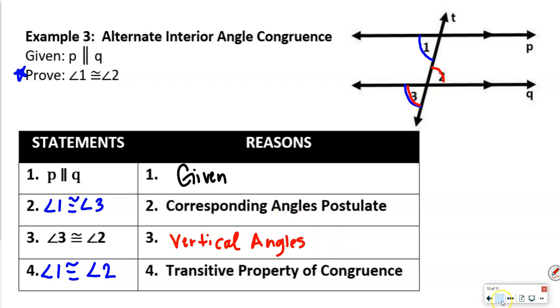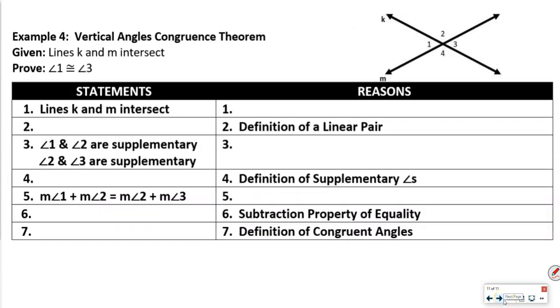All right, we got one more, y'all. So this time we're going to prove the vertical angles congruence theorem, okay? So this time it says again, given lines K and M intersect, prove angle 1 is congruent to angle 3. So we know that this piece up here is given, and what are we trying to prove? Angle 1 is congruent to angle 3, okay?